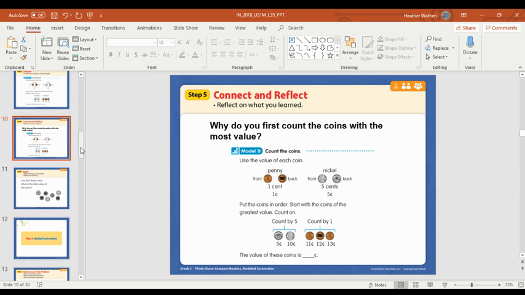Now, why do you first count the coins with the most value? I want you to think about that right now. I want you to reflect on that. Why would we start or count the coins with the most value first? Why are we doing that?